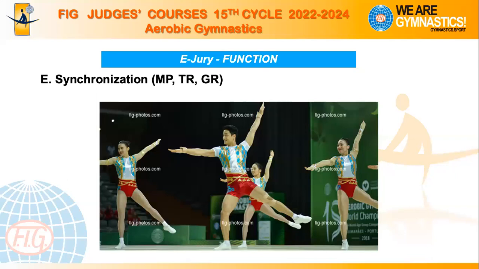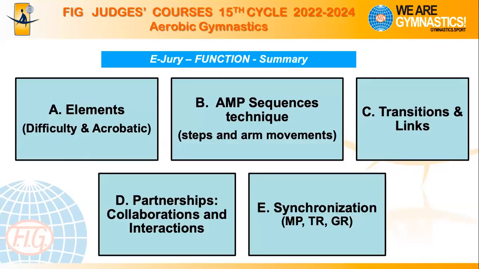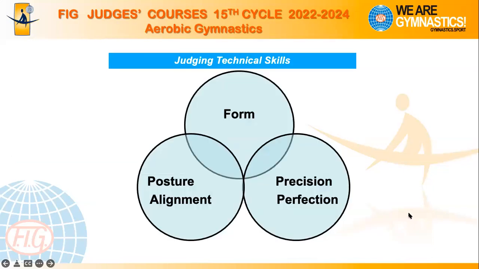And in addition to all the technical skill for mixed pair, trio and group, we have a synchronization check. So as an execution judge, your function is to deduct, or rather to evaluate the elements, AMP sequences, transitions and links, partnership, collaborations and interactions, and for mixed pair, trio and group, synchronization. Now, to have perfect execution is a technical skill, which has form, posture, alignment, and precision of perfection.